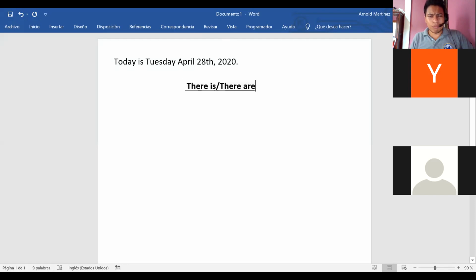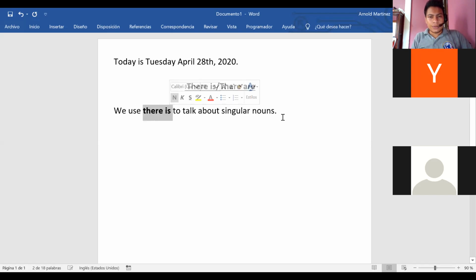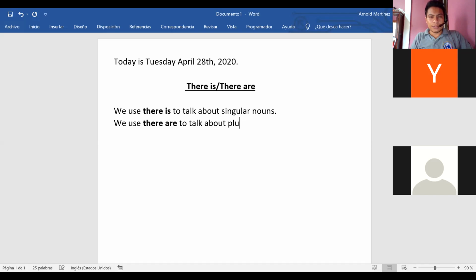This topic is really simple. As it says, we know that there is for singular nouns. We use there is to talk about singular nouns. On the other hand, we use there are to talk about what? Plural, exactly. Plural nouns. So here I have it. We use there is to talk about singular nouns. We use there are to talk about plural nouns.